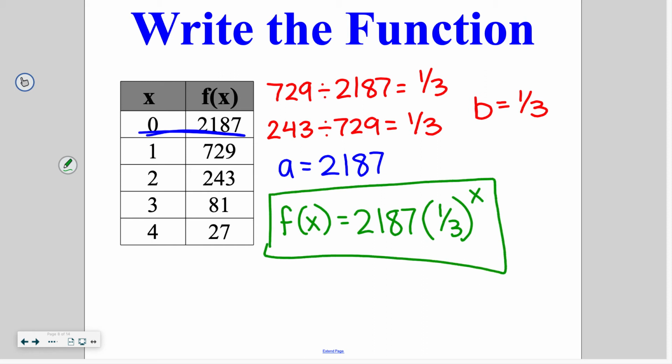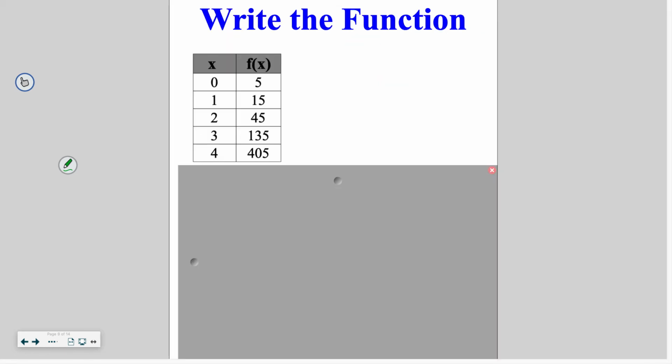When you are typing this in on the online book, you'll use that little exponent. When you're typing it into Edpuzzle, you're going to have 287 parentheses 1/3, and then you're going to use Shift 6 to get that caret, and then you'll put the x there. So that's how you would write it out on Edpuzzle, including that f of x part. Go ahead and try this one on your own.